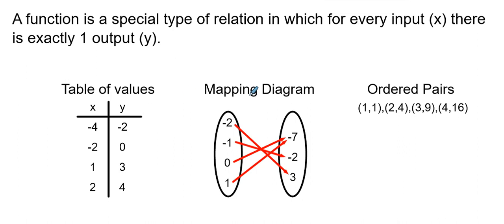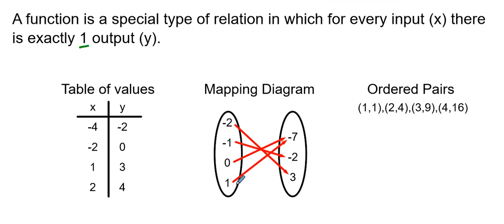So again, I've listed some here. These are all functions that I've listed here for us to look at. We have a table of values, very similar to the table of values before, right? When I put in -4 as my input, I'm only ever going to get -2 out of this function. Same with the mapping diagram. I can only ever have one output for each input.